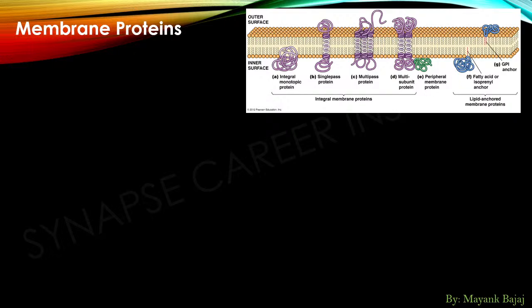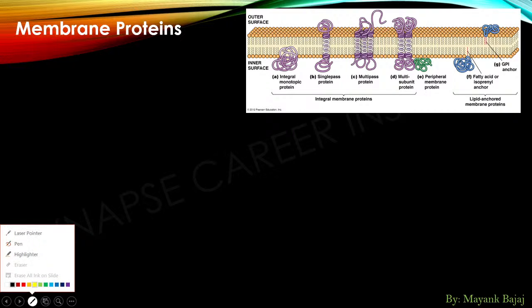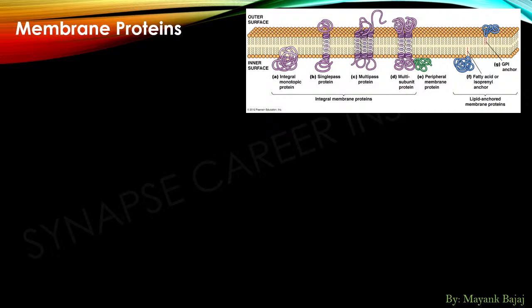Okay, so next is the membrane proteins. Depending upon the affinity, the membrane's affinity and association with the lipid bilayer, the membrane proteins we have can be of many types. Basically, we majorly classify them in 4 different categories.